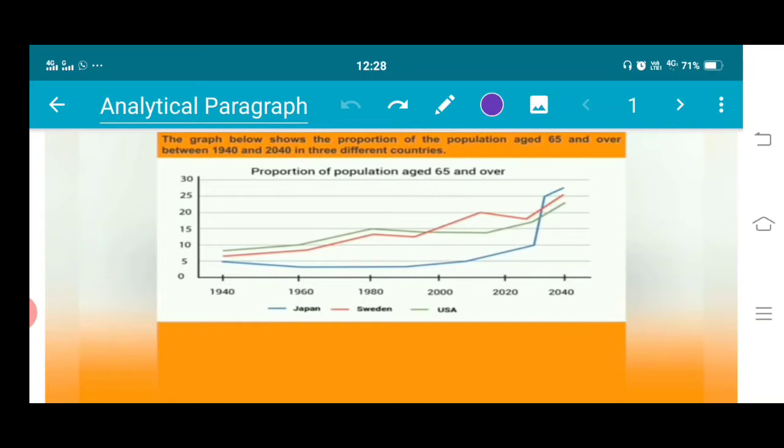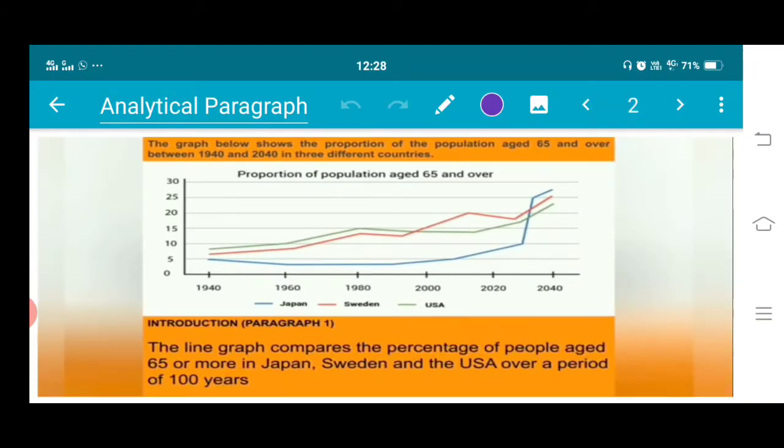Now see the paragraph, the question itself is telling us what we have to paraphrase, and how we have to write the introduction paragraph. Let's see. Under the paragraph I have given you the introduction paragraph: the line graph compares the percentage of people aged 65 or more in Japan, Sweden and USA over a period of 100 years, right? Because we came to know that the duration is from 1940 to 2040, which means a 100 year gap, so we have to write that here.